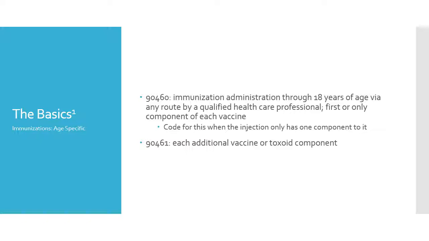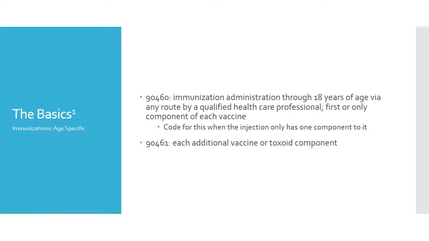This slide focuses on pediatric immunizations or age-specific immunization coding. So you'll see here it says immunization administration through 18 years of age via any route by qualified healthcare professional, first or only component of each vaccine. Component refers to all antigens in a vaccine that prevent diseases caused by one organism. Combination vaccines contain multiple components.